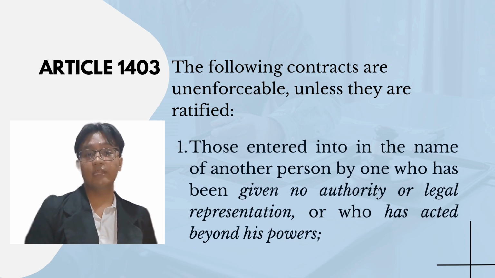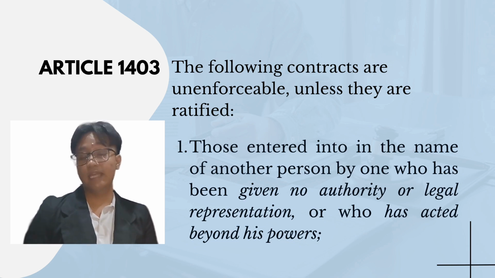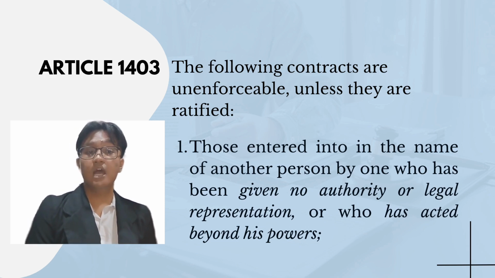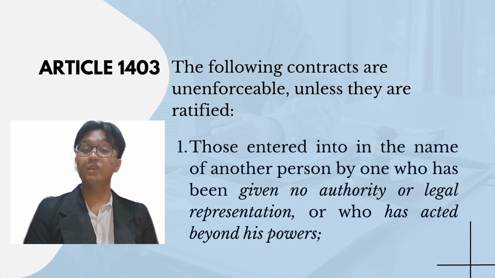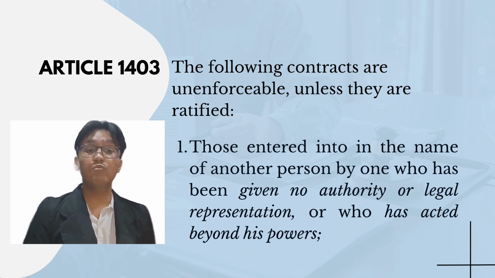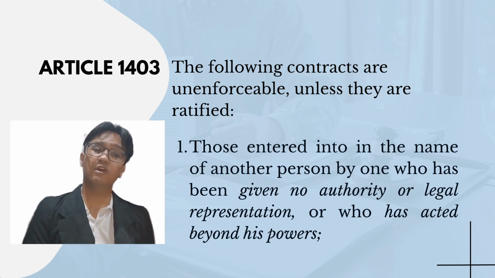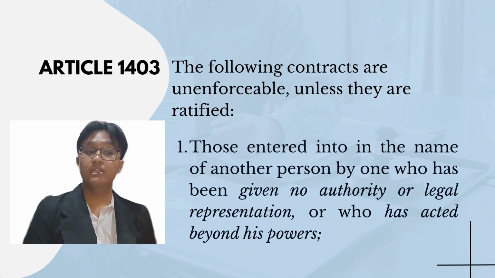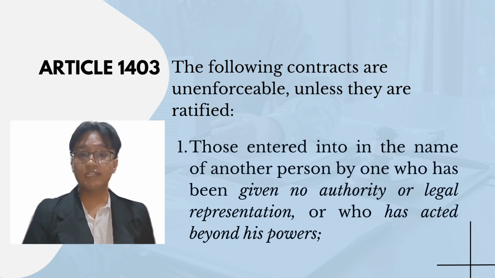So, how can it be ratified? Either expressly or impliedly. Express if it is done orally or in writing, and implied if it is done by conduct. Take note also that unauthorized contracts include not only cases where no authority has been given at all. It is also possible that you were given an authority but you acted beyond that power. For example, A authorized B to mortgage his property but B actually sold it to another person. So, B acted beyond the power that A gave him. That's also an example of an unauthorized contract.